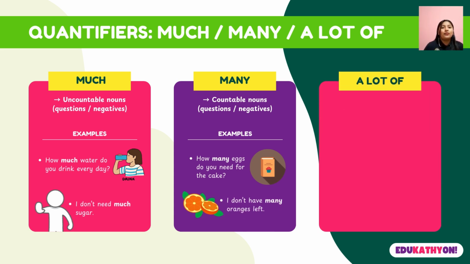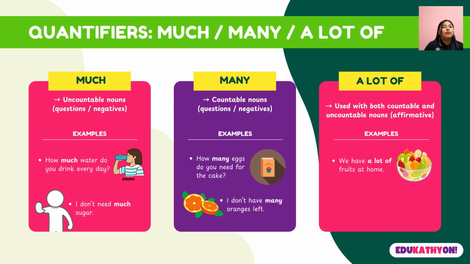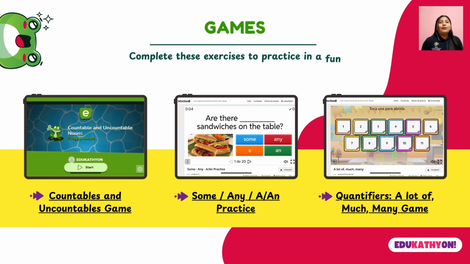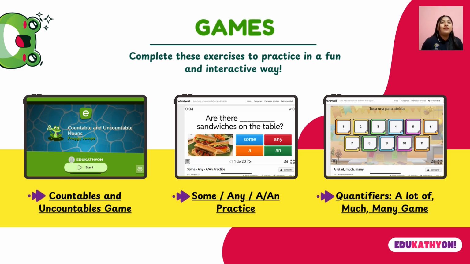A lot of. We use a lot of with both countable and uncountable nouns, especially in affirmative sentences. For example, we have a lot of fruit at home, or there's a lot of cheese on the pizza. And now, to make learning even more fun, we have some interactive games to practice everything we learned today.